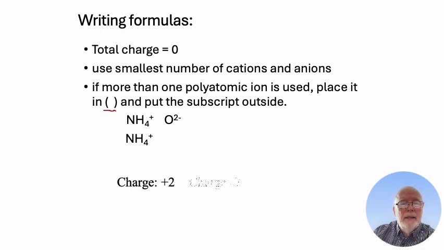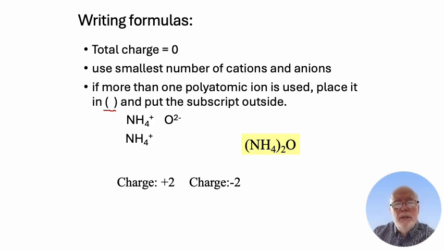So how do I write that in a formula? I'm going to put the ammonium in parentheses with the 2 outside it. And that's the formula for ammonium oxide. So in parentheses with the 2 outside it.